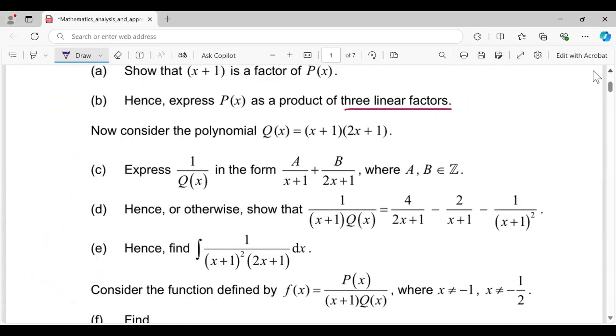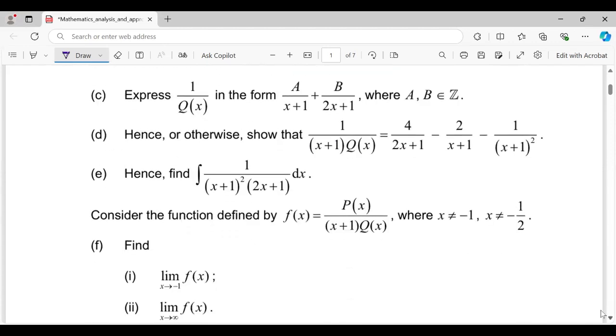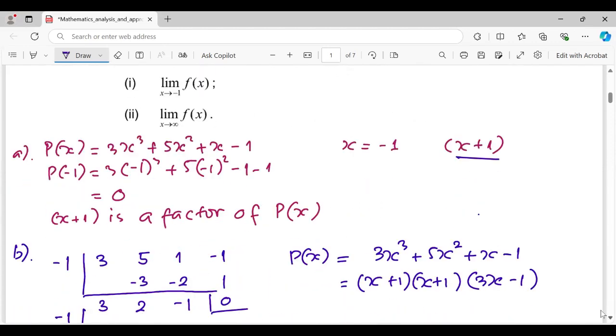Next. Now consider the polynomial q(x) equals (x plus 1) times (2x plus 1). Express 1 over q(x) in the form a over (x plus 1) plus b over (2x plus 1), where a and b are elements of the integers.